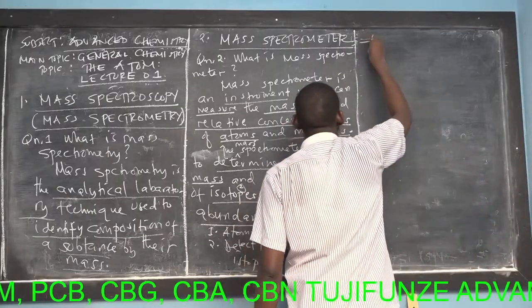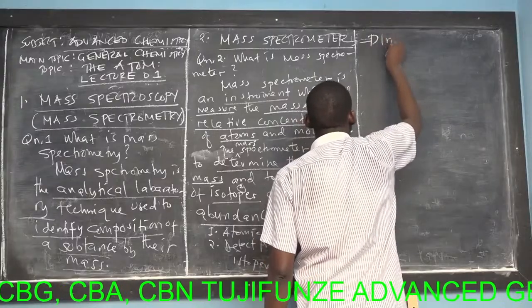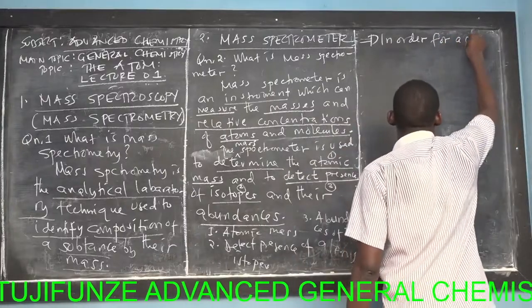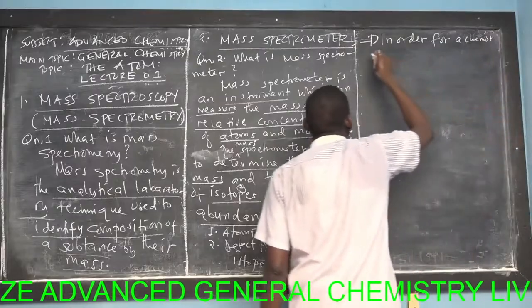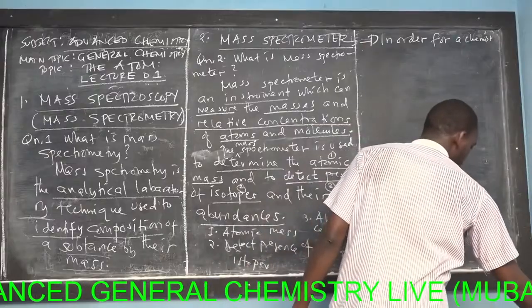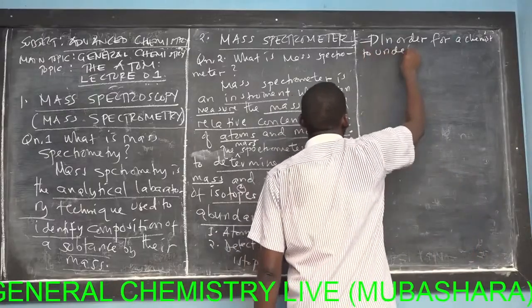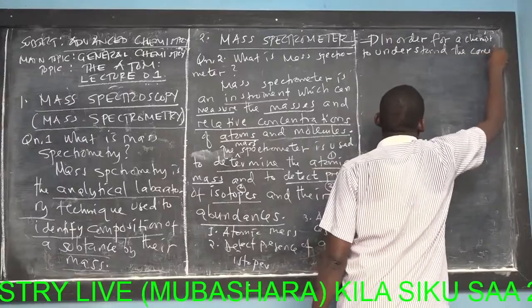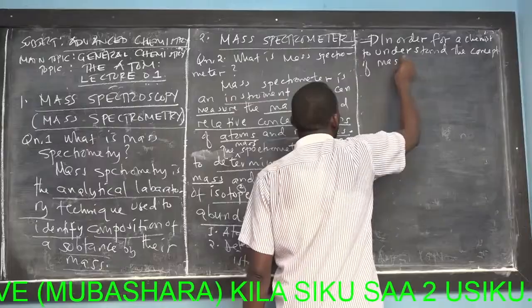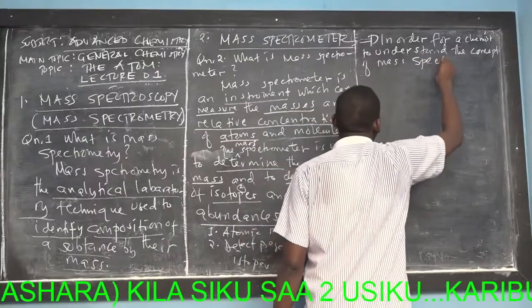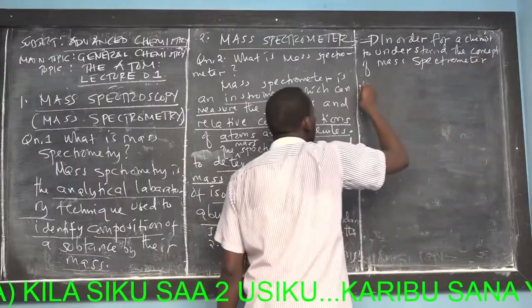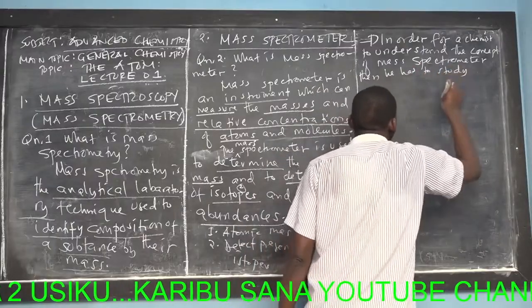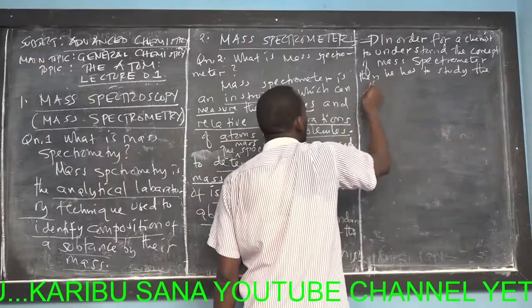So again, in chemistry, in order for a chemist to understand the concept of the mass spectrometer, he has to study the following 6 parts.